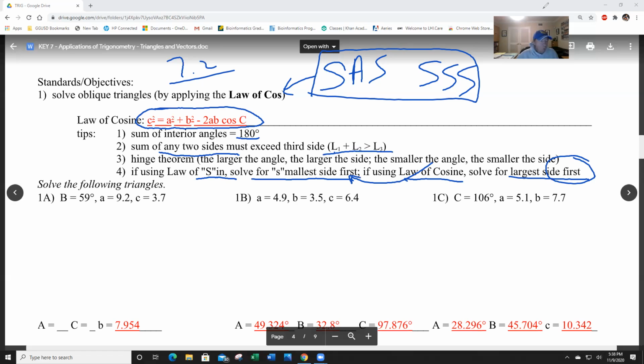So let's look at the first one, 1A. Circle that, because the work will go everywhere, all right? So you got this situation. I got to draw this triangle out first. So this is my best rendition of it, just being an estimate here. So you got B is 59 degrees. And then I'll extend this a little bit here. And then you got C is 3.7. So I'm going to put that one down there. And then we got A at 9.2.